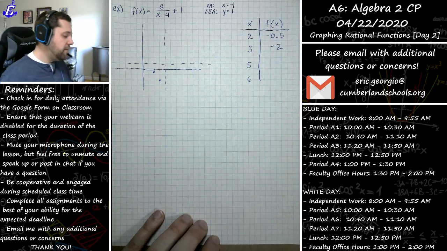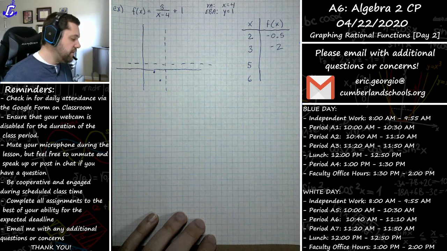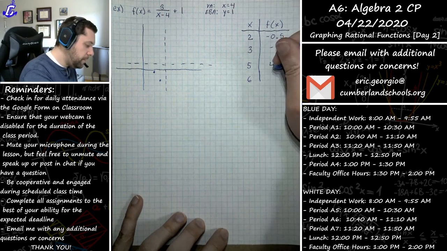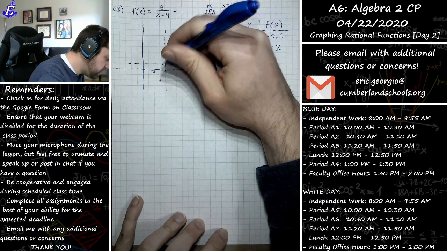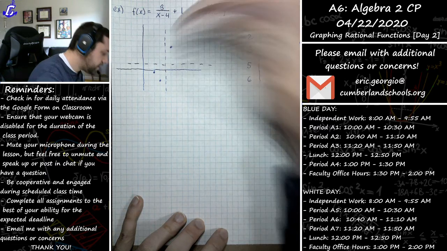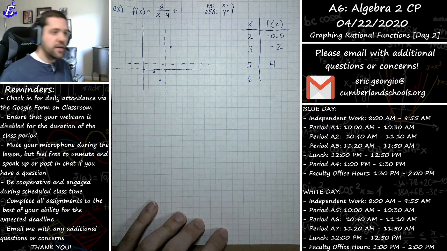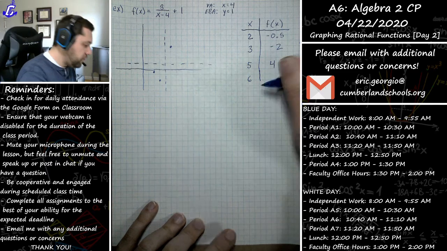5 goes in. 5 minus 4 is 1. 3 divided by 1 is 3, plus 1 is 4. Point at 5, comma, 4. 6 goes in. 6 minus 4 is 2. 3 divided by 2 is 1.5, plus 1 is 2.5.